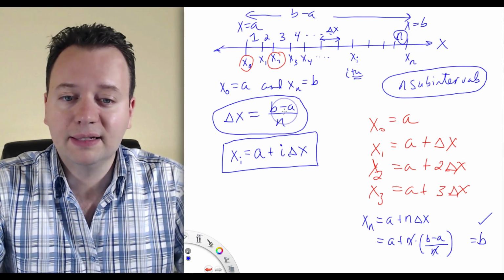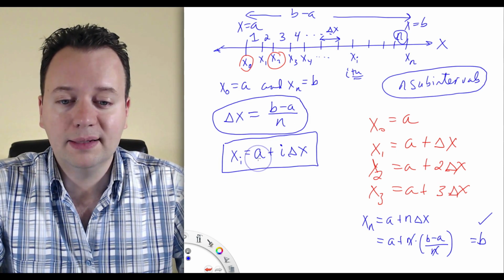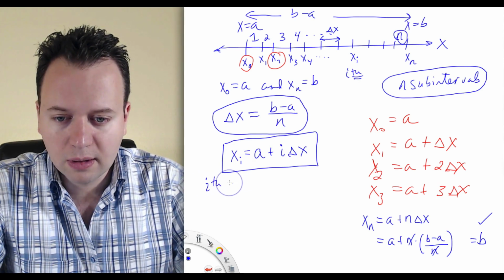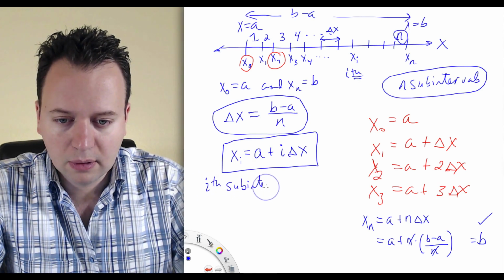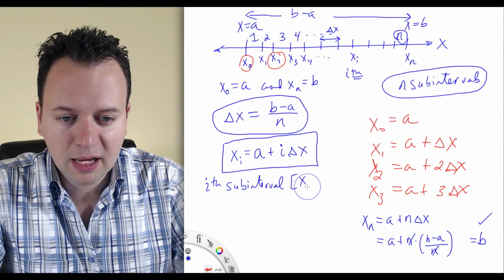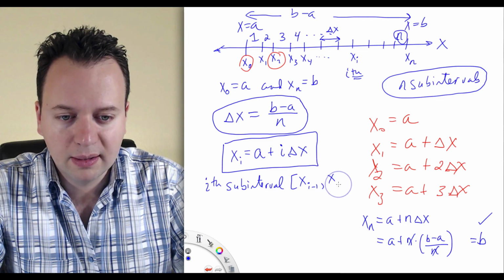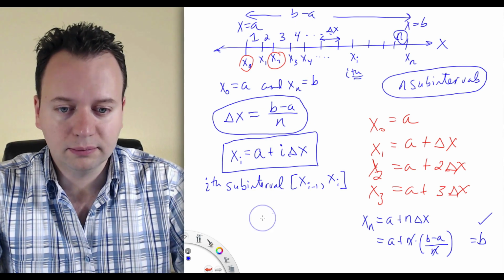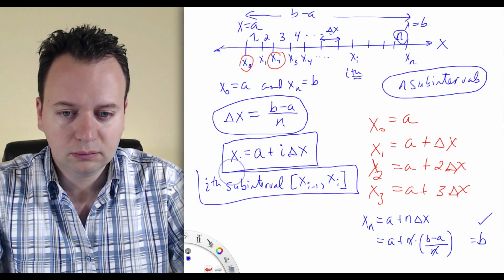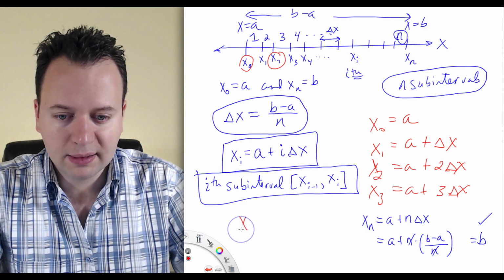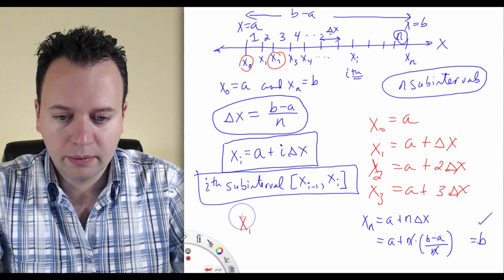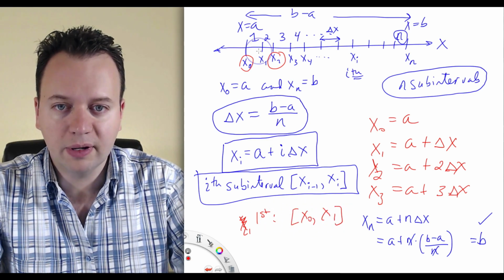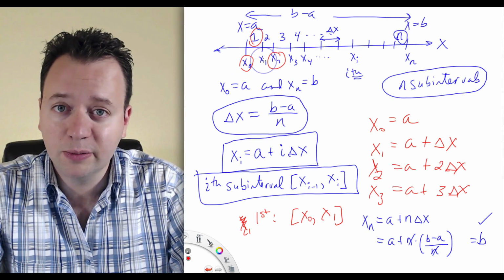So everything is lined up appropriately. We have delta x is b minus a over n, and x sub i is a plus i times delta x. One final thing to note is the ith subinterval. Where does it run? The ith subinterval runs from x sub i minus 1 to x sub i. Again, just look at the pattern. The first subinterval runs from x sub 0 to x sub 1, because the first one right here is sandwiched between x sub 0 and x sub 1.